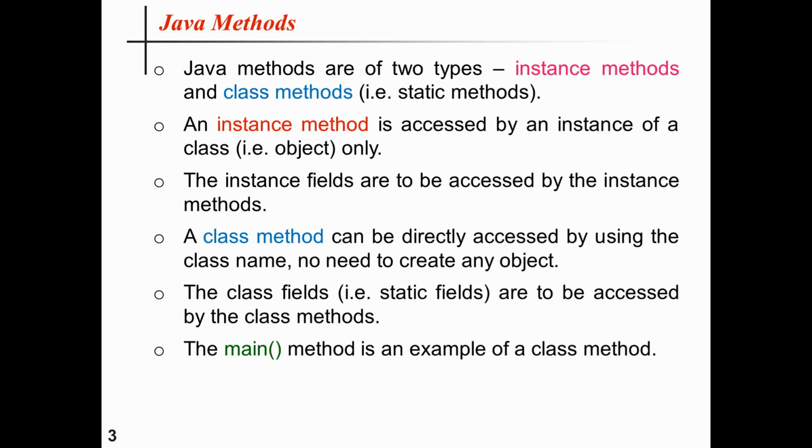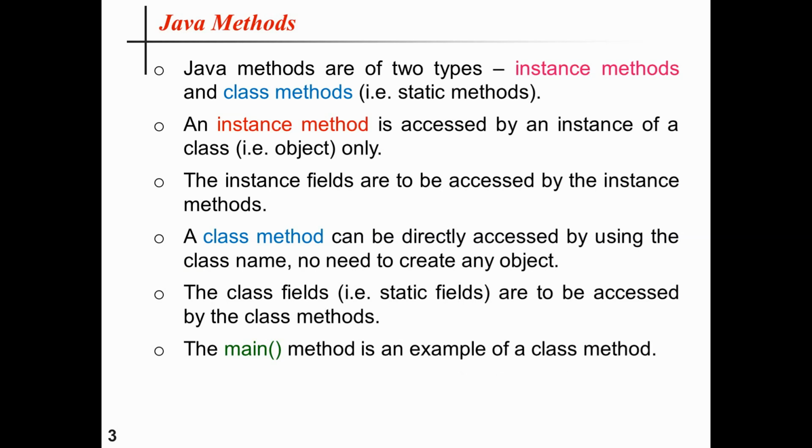A local field can be used in a method, a constructor, or in a block. An instance field is basically accessed by an object or the instance of a class. A class field is to be accessed by the class name directly. No need to create any object.